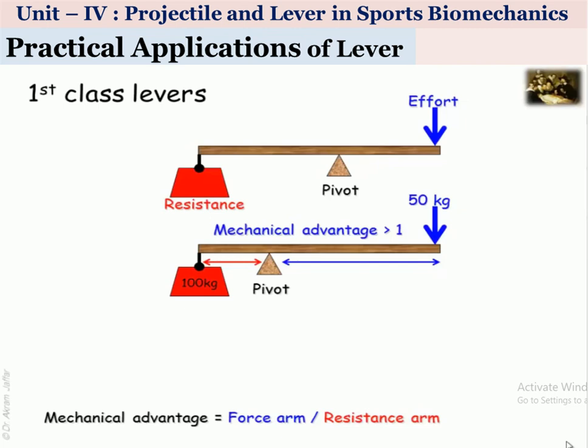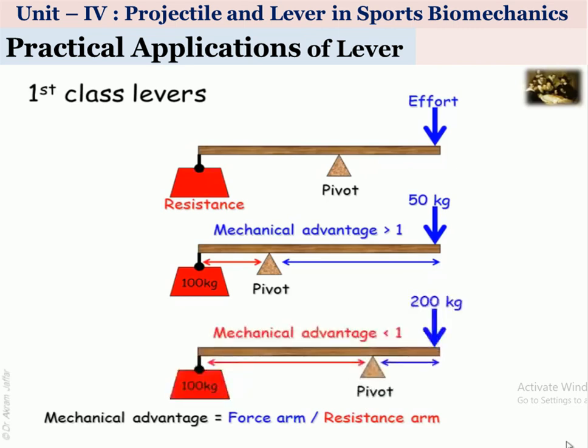That's why the resistance arm is shorter than the effort arm. However, the mechanical advantage can be less than 1, as in this kind of lever, where the mechanical advantage is less than 1 because the resistance arm is longer than the effort arm or the force arm. The teeter-totter is a good example of this class of lever, and as we have said earlier, first class levers change the direction of the effort force.